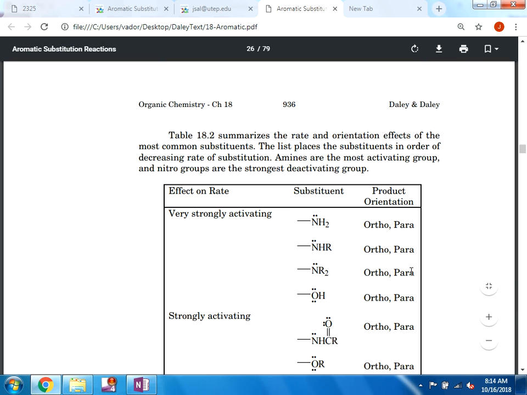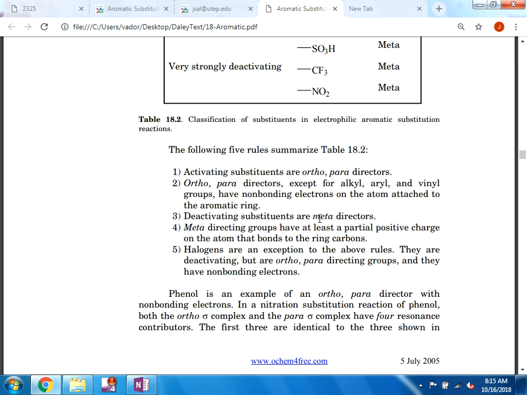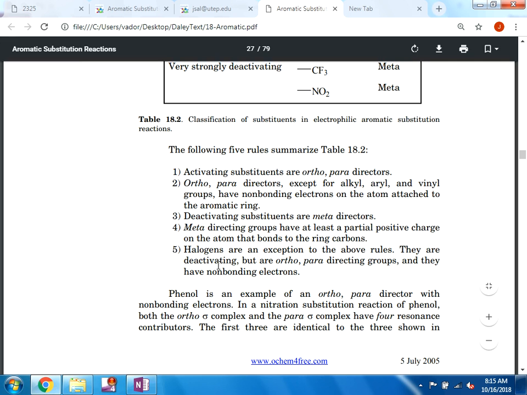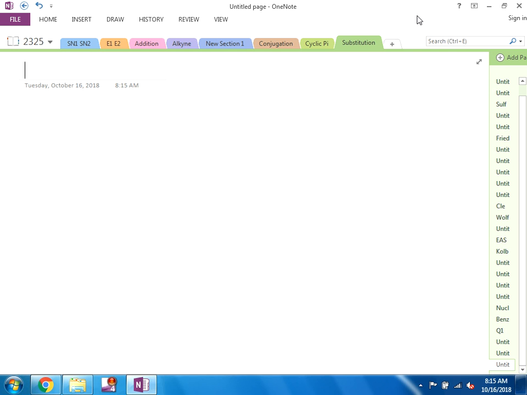Which is different than this. This nitrogen up here has a lone pair on it. The nitrogen on the nitro group does not have a lone pair. It's positively charged. So pretty much we can predict then: the withdrawing groups will lead to meta direction. This is pretty neat because now you can sort of predict where things should go.